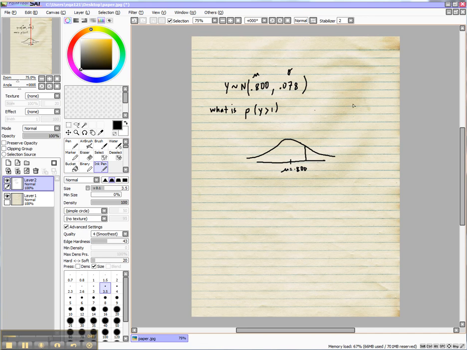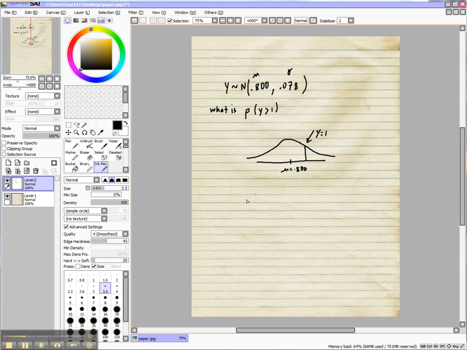So we have a normal distribution, so this is the common notation, right? Y is normally distributed with a mu of 0.800 and the standard deviation of 0.078. So hopefully from chapters 4 and 5, you understand this already. So the question is asking, what is the probability that y is greater than 1? What is the probability that you have a thorax greater than 1 in length? So this is my mu, right in the middle of my distribution, 0.800. So right here in this line that I drew is roughly where y equals 1.